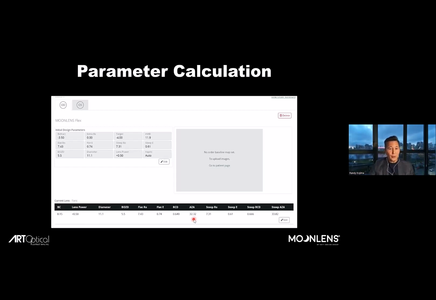You might also notice that the alignment zone angle for the flat meridian is different than the alignment zone angle for the steep meridian. With other designs, you might be using the same alignment zone shape for both the flat axis and the steep axis. And that's not necessarily what you want to do when you have two totally different depths, two totally different shapes between the flat and steep meridian. So again, another unique customization of the MOONLENS parameters.